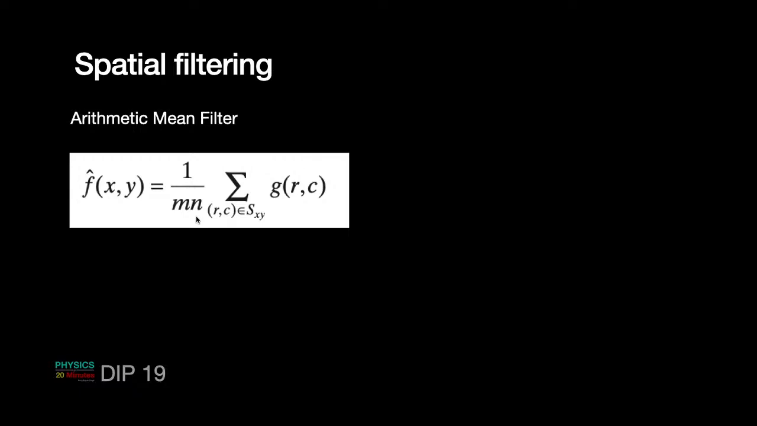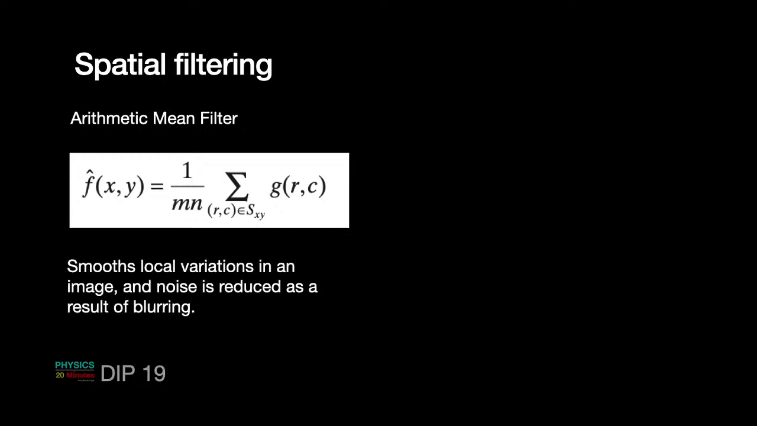Whatever value you get, you assign that value to the center pixel, to the center of this neighborhood. So where the pixel which is central, pixel from the image which is central to this neighborhood. So that is how you do your arithmetic. Remember, this process is again the convolution process.